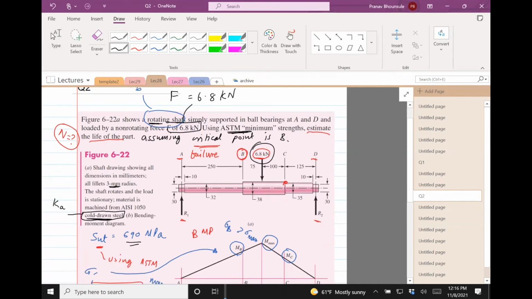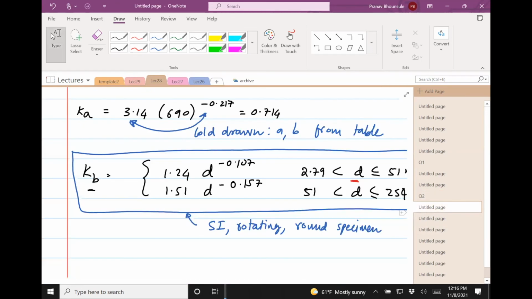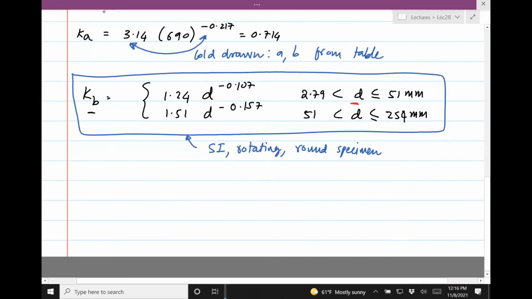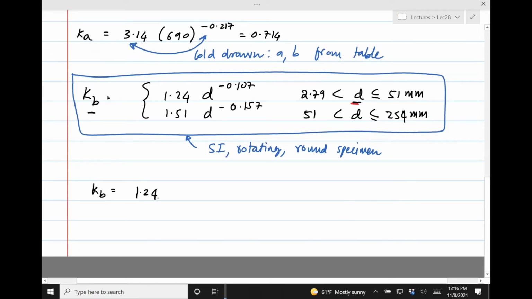Sorry, my bad. That's for the fillets. It's 32 mm for the smaller section, 38 for the long one. In this case, you have to use the smaller of the two diameters in the problem, because the part which fails is normally the shaft with the smaller diameter. So use the smaller of the two values. So 32 is what we'll use in this formula. So KB is, since it's 32, you have to use the first one. So 1.24 times 32 to the power minus 0.107 equals 0.86.